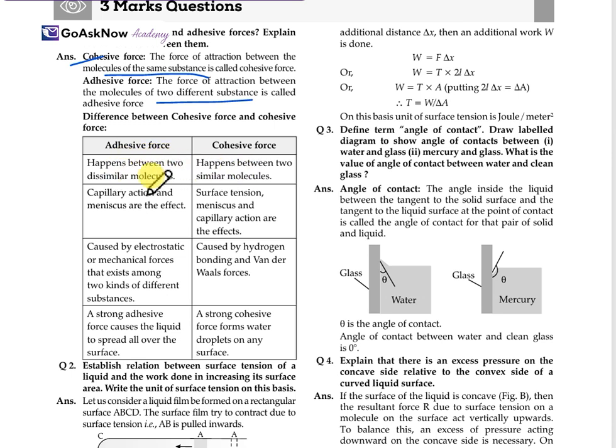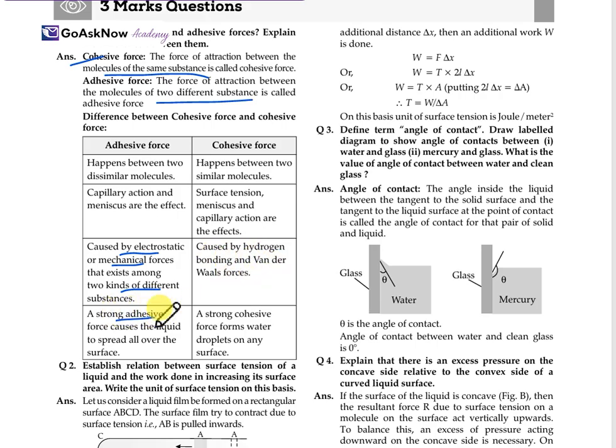For similar molecules, capillary action and the meniscus are the effects. Surface tension, meniscus and capillary action are the effects of cohesive force. Here, no surface tension is affected in the adhesive force, whereas it is affected in the cohesive force. Adhesive force is caused by the electrostatic or mechanical forces that exist between two different substances, caused by hydrogen bonding and van der Waals forces.